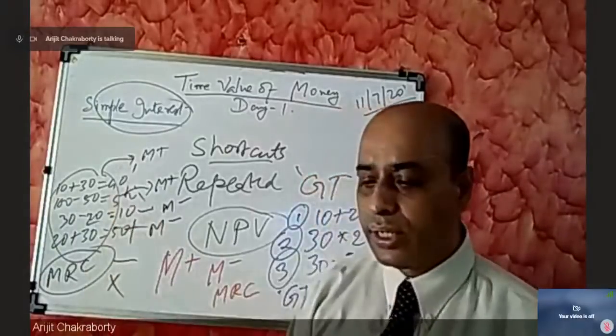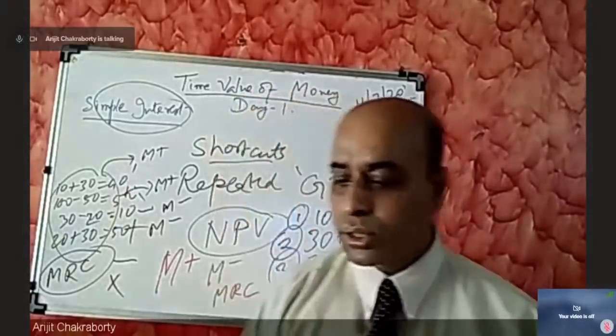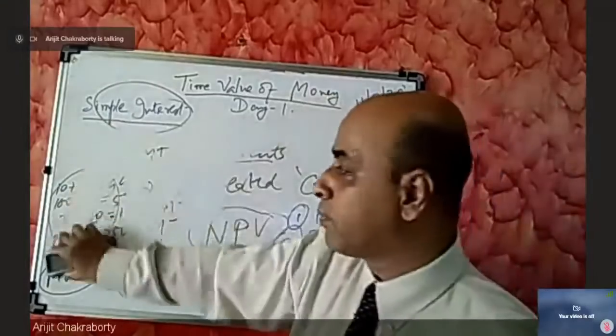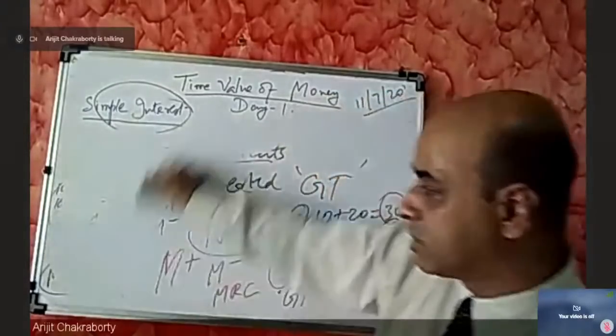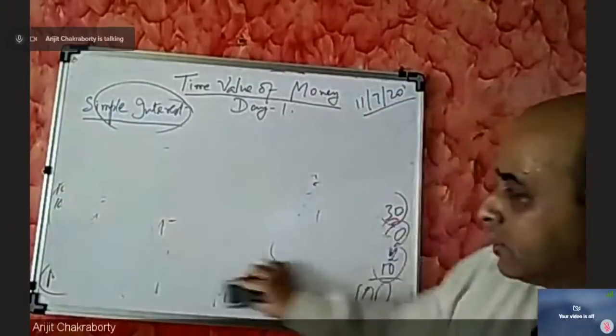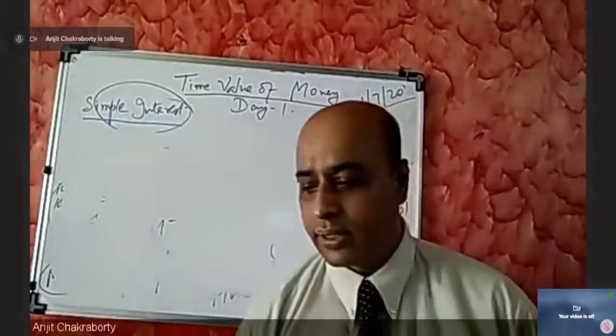So this is how you can use the shortcuts. And also when you want to multiply a number multiple number of times, say for example 20 into 20.